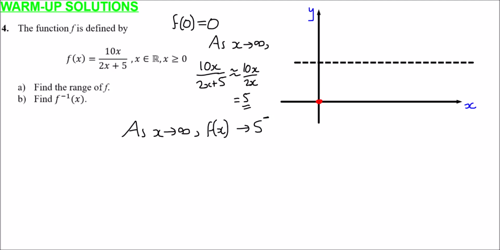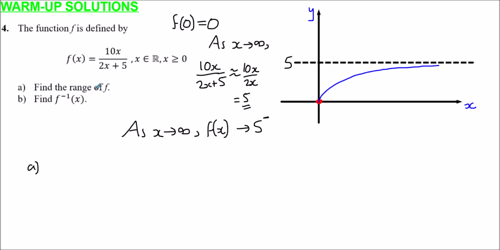So the curve would be something like this. It gets closer and closer to this dotted line, but it's never allowed to quite touch it. And this is the line where y is equal to 5. So you're probably thinking, well, how do you answer the question then? Well, I'm getting to that.